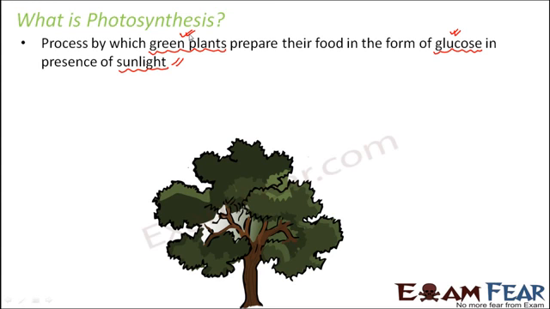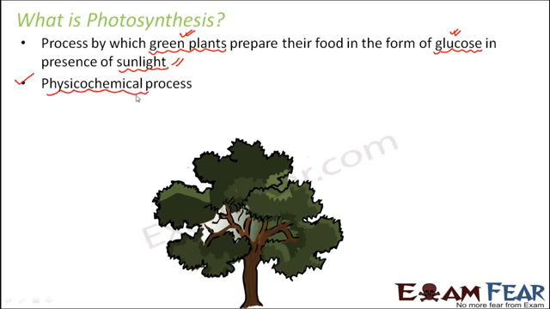Now, this is a natural process, you can say. I mean, we do not tell the plants, okay, it's time to prepare food now, so start preparing your food. It doesn't happen like that. It is a natural process. It happens on its own in nature. So, photosynthesis is a physico-chemical process.